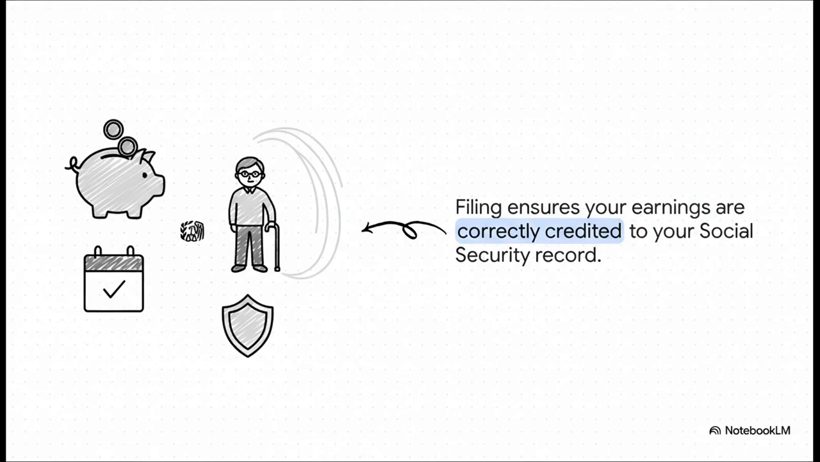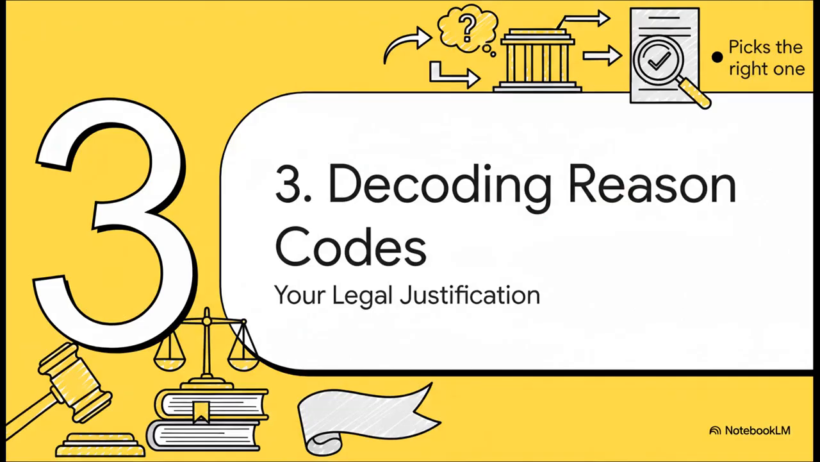Filing Form 8919 is also about protecting your long-term future. It makes sure that your earnings get reported correctly as wages to the Social Security Administration, and that directly impacts how much you'll receive in retirement and disability benefits down the road. It's a huge deal.